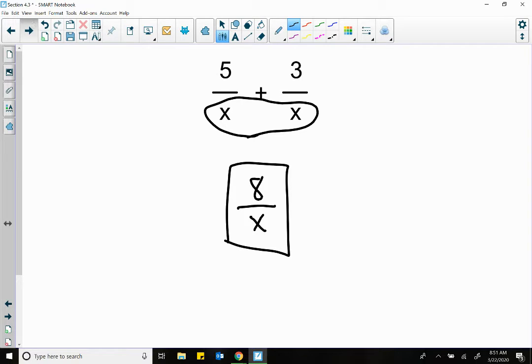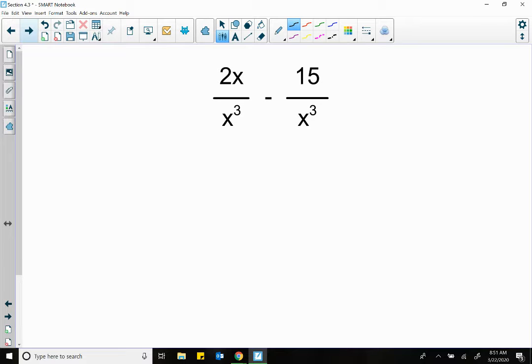See, not too bad, right? Let's do another one. Go ahead and pause the video. Give this one a try. Okay. So you can already see we got that common denominator, so we're going to leave it alone. Then all we're going to do is combine like terms across the top. Well, this is 2x and this is 15. Can I really subtract those two? No. So there's no combining like terms up there. So what we have is 2x minus 15.